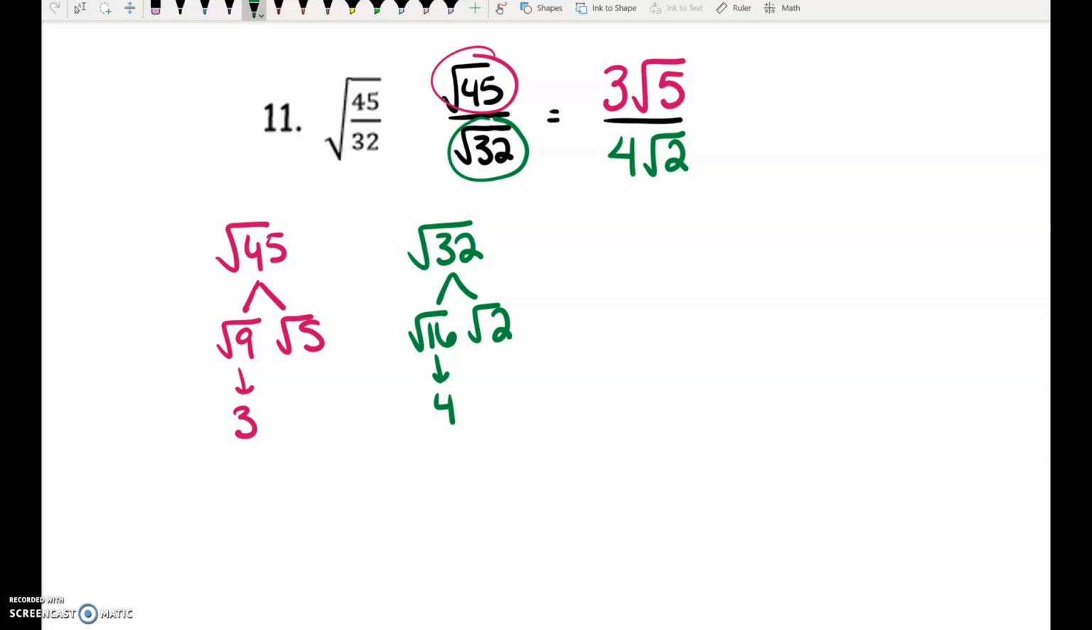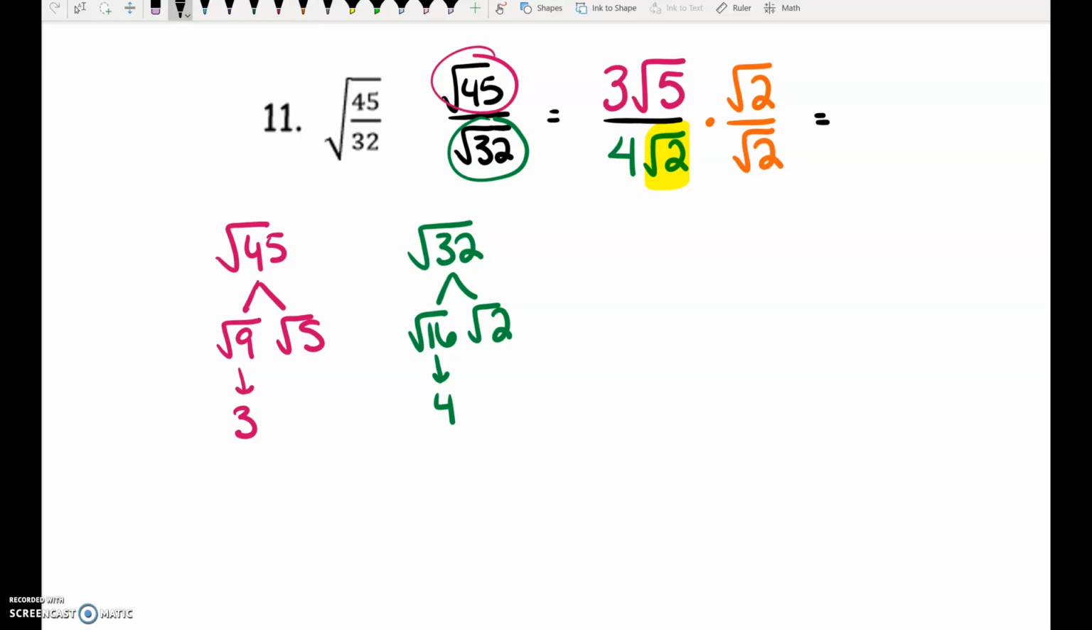Now, most of this is fine. There's one thing in this answer that is not good. What is the one thing that is not good? The radical on the bottom, the square root of 2. That tells us what we need to multiply by. We're going to multiply the top and the bottom by the square root of 2.